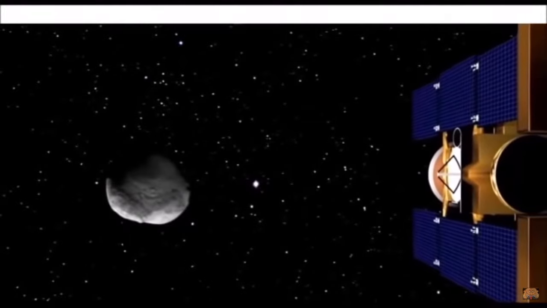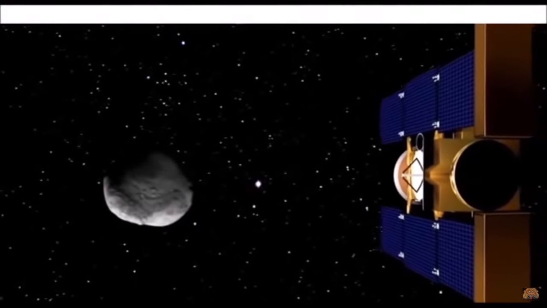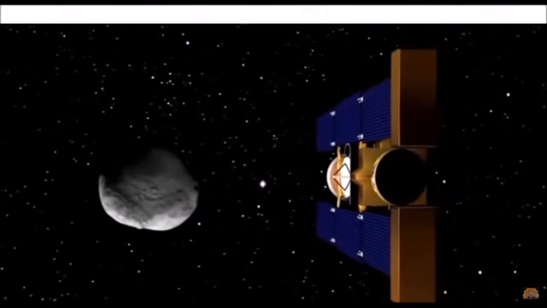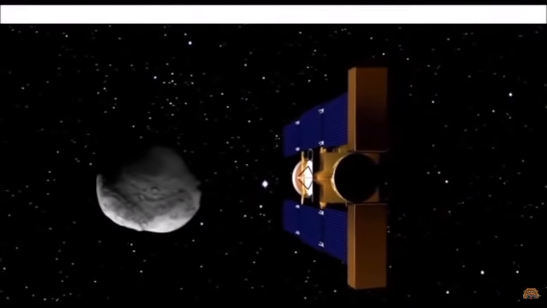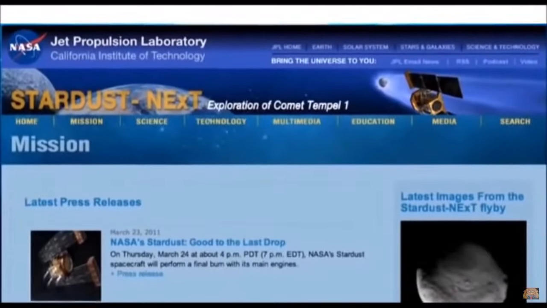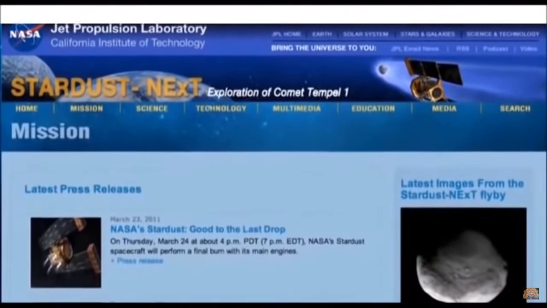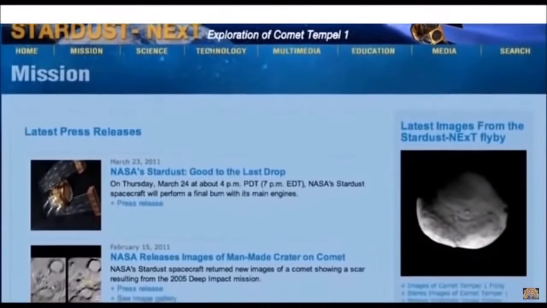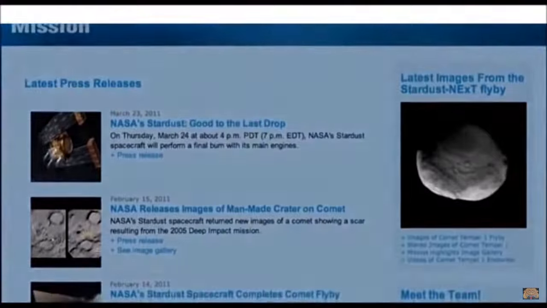Fortunately, scientists had an opportunity for a second look at Temple 1. After the Stardust mission to Comet Wild 2, that probe was redirected to the object of the Deep Impact mission. Stardust was then renamed NExT, or New Exploration of Temple 1. It would give additional views of the comet's surface.